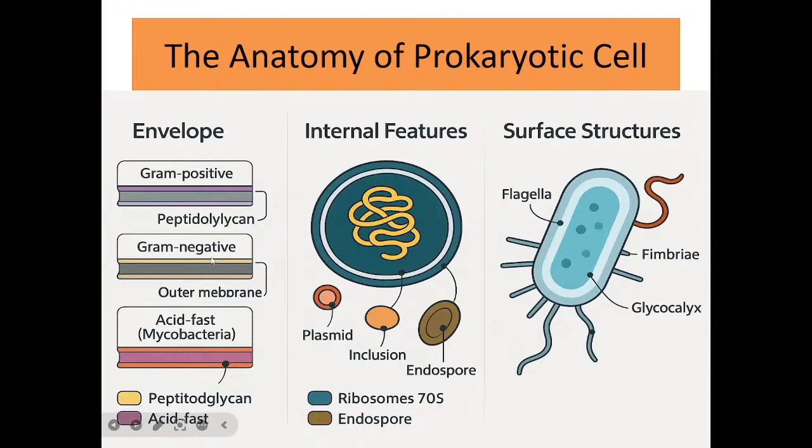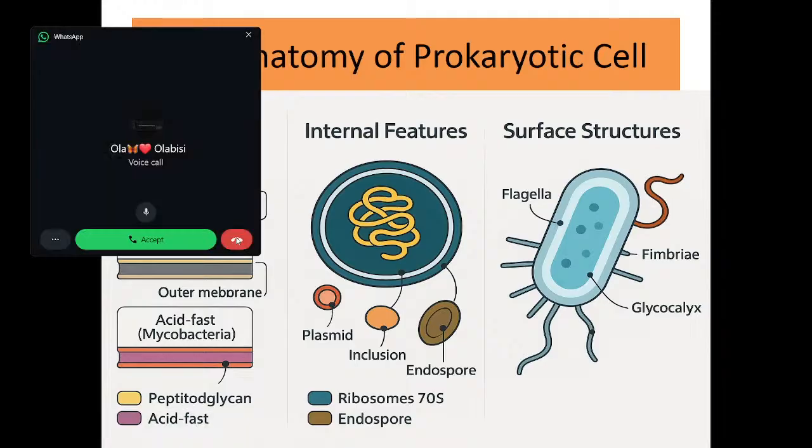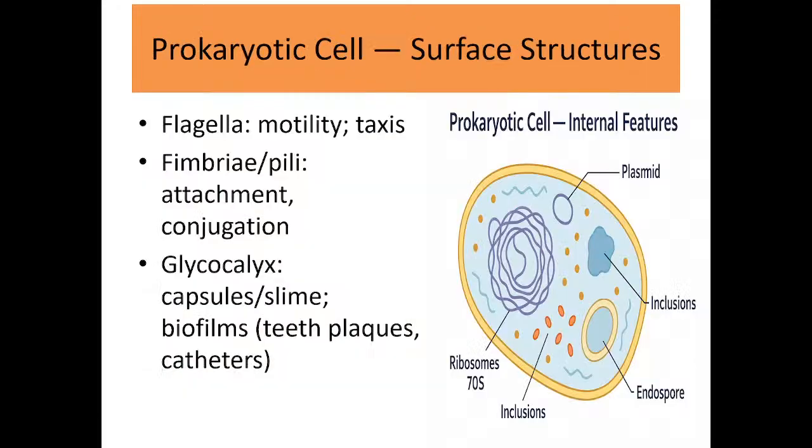This is just another structure, another image to explain what we have been saying so far. The envelope is what classifies them into either gram-positive or gram-negative, or whether they are acid-fast. The internal structure consists of endospore as well as ribosome, and the surface appendages, you can see it here. Then the prokaryotic cell, just like we have said, you can see glycocalyx, fimbriae, or what is called pili, which they use for attachment as well as conjugation.